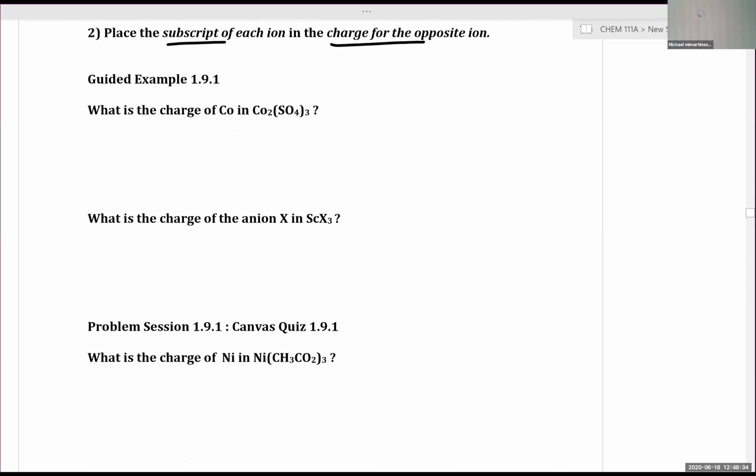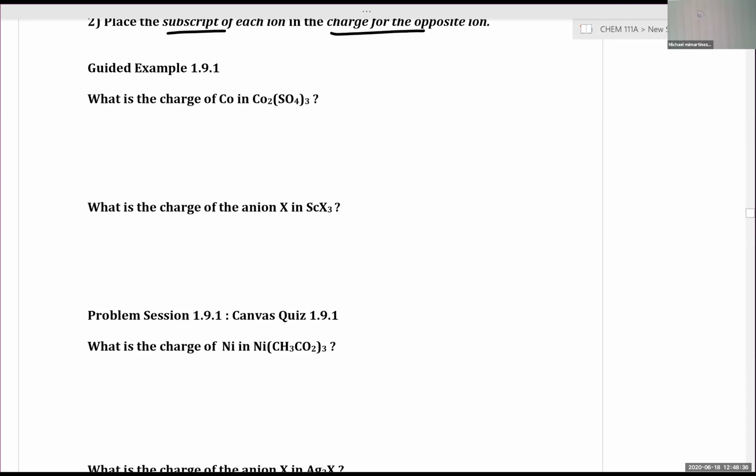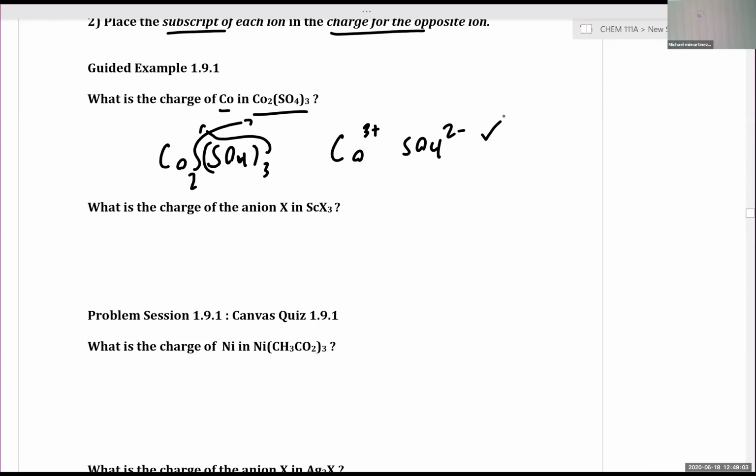So let's do a guided example for this process. First and foremost, it's asking what is the charge of cobalt in cobalt sulfate. First things first, we write out our formulas. And then all we have to do is we reverse cross our charges, and that gives us cobalt 3 plus and sulfate 2 minus. And that matches our predicted charge for sulfate.